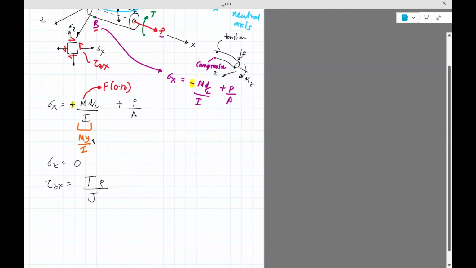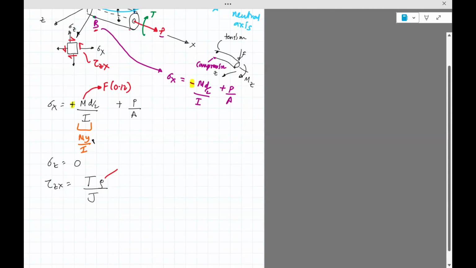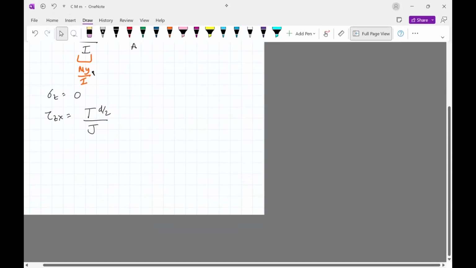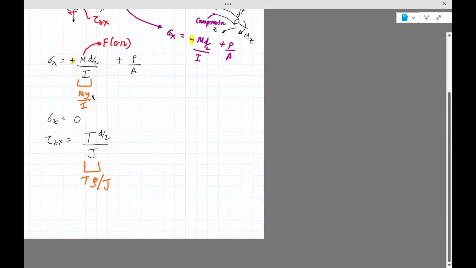So rho in this case is the diameter divided by 2. So let me do it this way. T times d divided by 2, and this comes from the formula T times rho divided by J. So that's it. So those are the values.